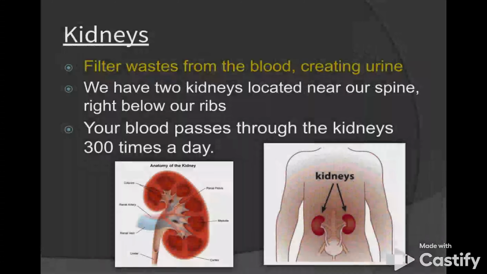You have two kidneys. Your kidneys' jobs are to filter waste from your blood and to create urine. All the blood in your body flows through your kidneys. They're located near your spine, below your ribs. Your blood passes through those kidneys 300 times a day.